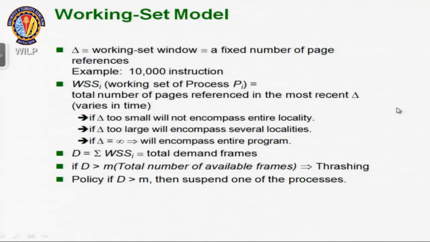So how do we handle thrashing? For handling thrashing, there is an algorithm which is proposed, which they call the working set model. Here we define a delta, which we call the working set window, and this is a fixed number of frame references. We can say that a working set window is 1,000 references or 1,000 instructions. Then we define the working set of a process, WSSi, the working set of process Pi.